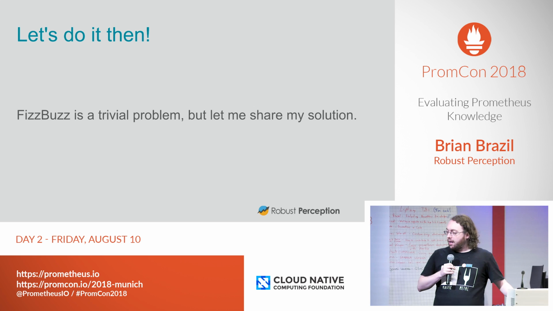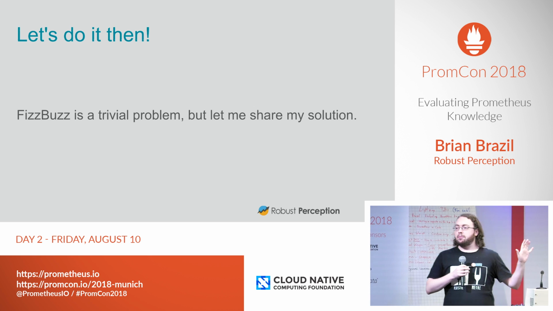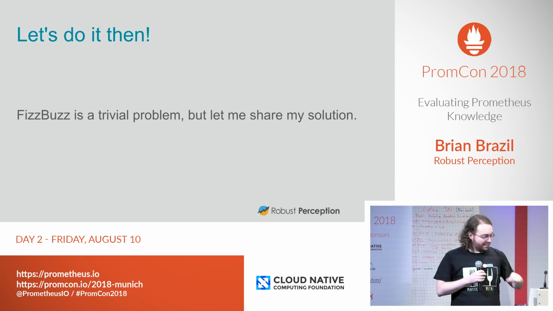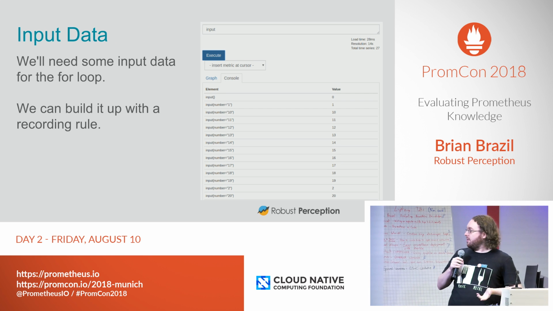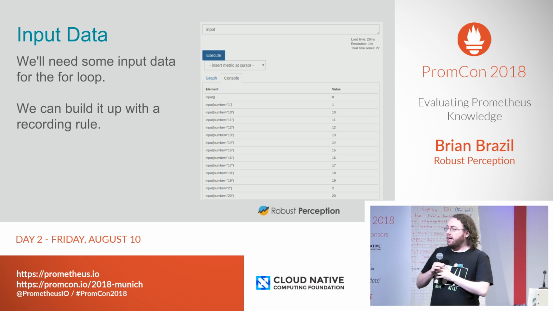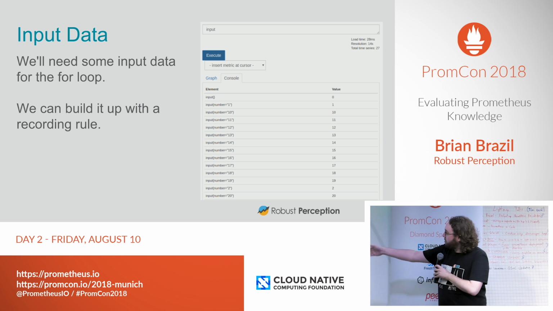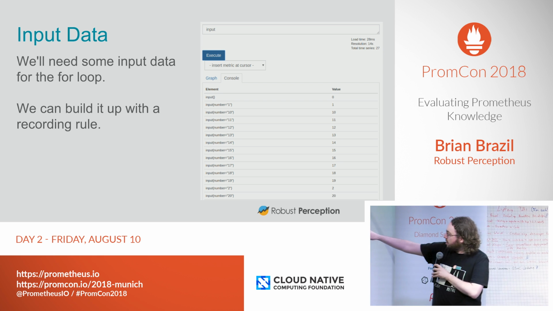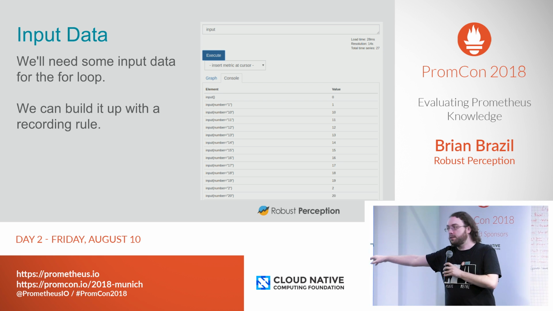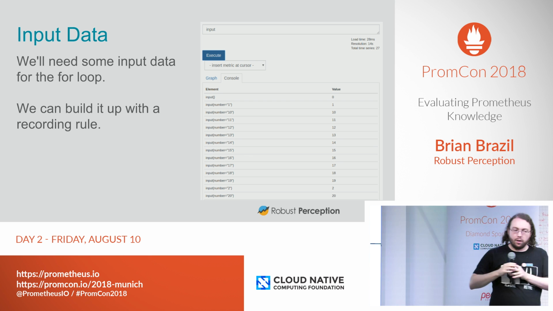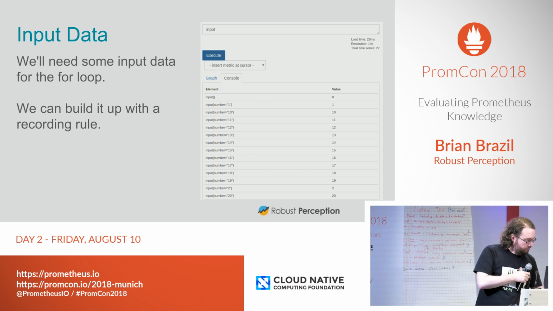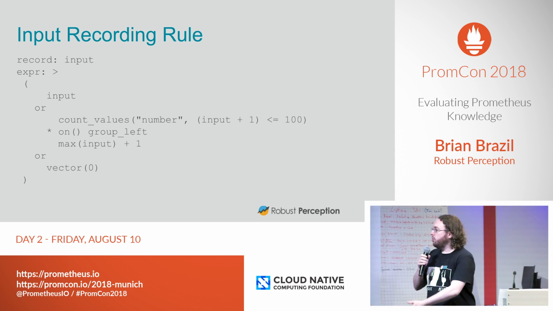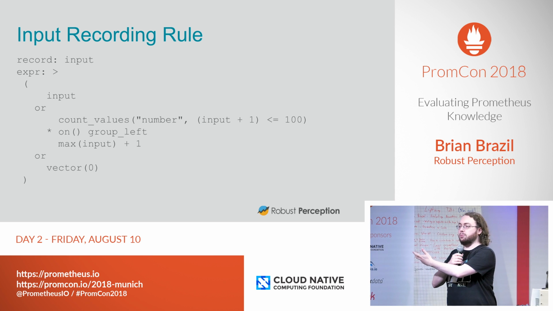So let's do it. Obviously, anyone here should be able to do it, but I'm going to share my solution. So firstly, we would like some input data. Now, obviously, we can't have multiple things of the same value, so we just need something with like number equals 1 due to strings and so on. So that's number equals 1, 10, 11, 12, 13, because that's how it's sorted. And we can build that up with a recording rule. This should be reasonably obvious how this works.